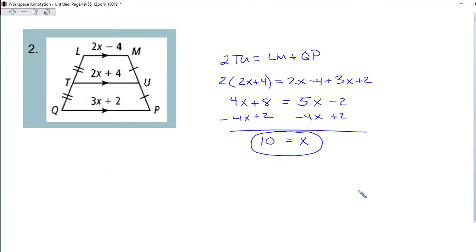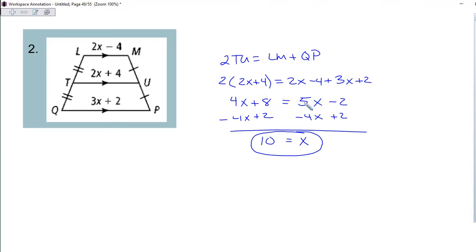Now let's look at number 2. All right, so our mid-segment is equal to half the sum of the 2 bases. So what I did is I moved the 1/2 over here by multiplying by 2. So we substitute our expressions in, and then distribute. So 2 times 2x plus 4 is going to be 4x plus 8.